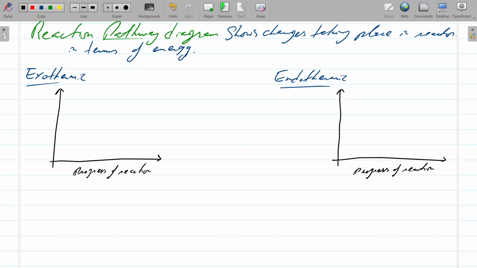All right, so that's the progress of reaction, and on the y-axis you've got energy. Doesn't look very good. Energy per kilojoules.